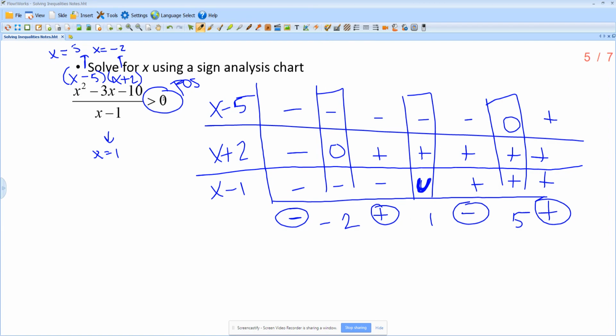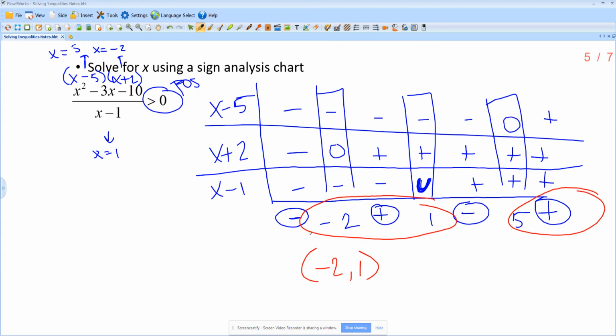For my final answer, I'm looking for positives. So here I have positive, here I have positive. So from -2 to +1, in parentheses because 0 is not included, in union with 5 to infinity. What I am listing when I'm listing these is the x values across the domain where this would be positive.